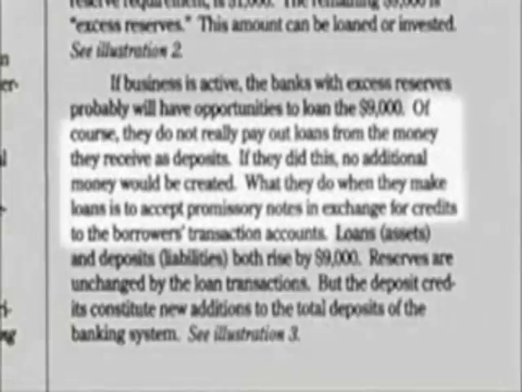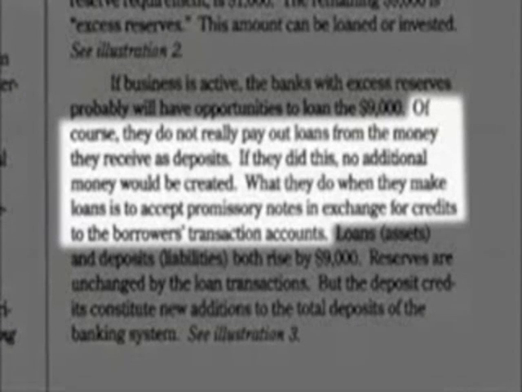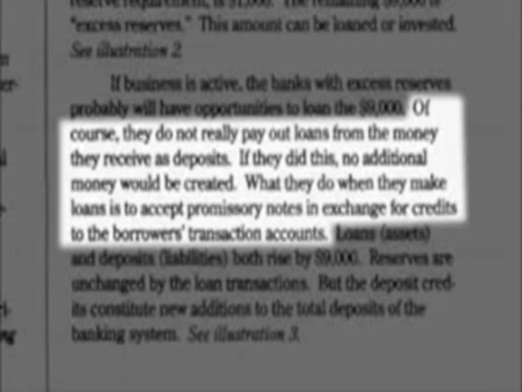As stated in Modern Money Mechanics, of course they, the banks, do not really pay out loans from the money they receive as deposits. If they did this, no additional money would be created. What they do when they make loans is to accept promissory notes, loan contracts, in exchange for credits, money, to the borrower's transaction accounts. In other words, the $9 billion can be created out of nothing simply because there is a demand for such a loan and there is a $10 billion deposit to satisfy the reserve requirements.